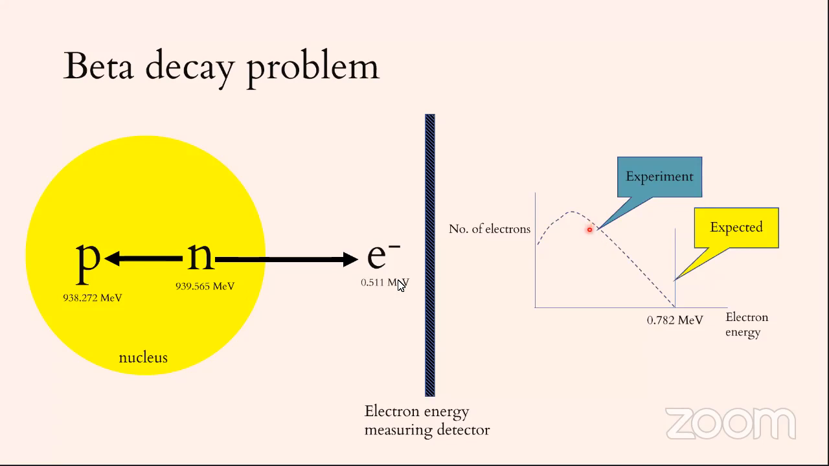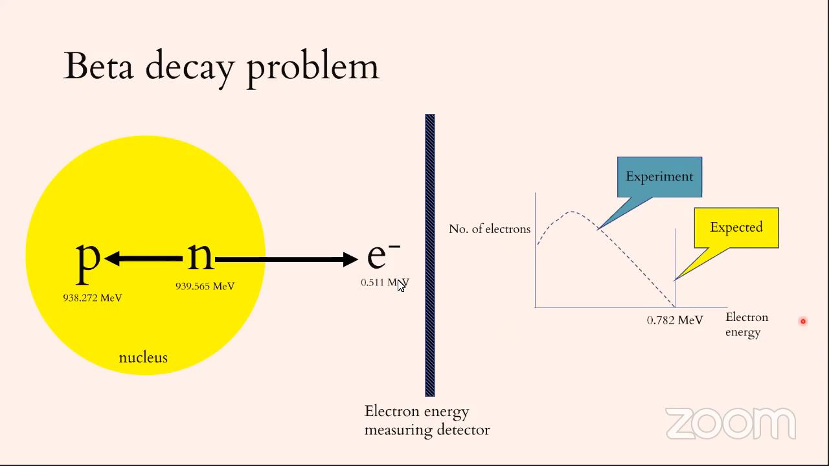Now, why is that a confusion? If the electron is coming with an energy less than what is expected, that tells us that probably the law of energy conservation does not hold anymore. That means the law of conservation of energy is violated. And it was a crisis because people could not accept that the law of conservation of energy is being violated. It was Pauli who proposed a solution to this problem at that point in time.